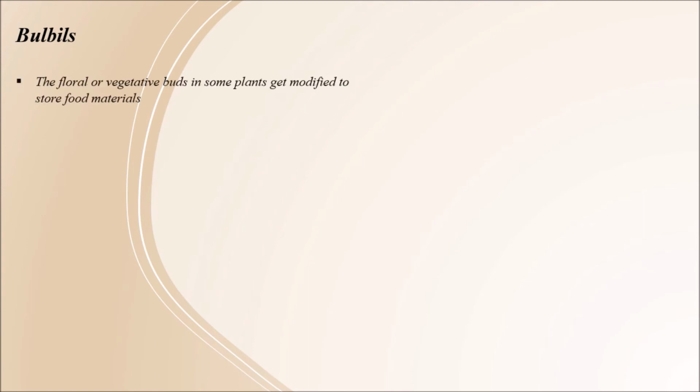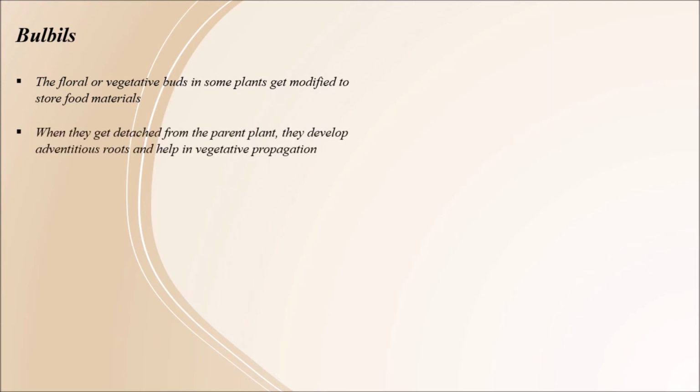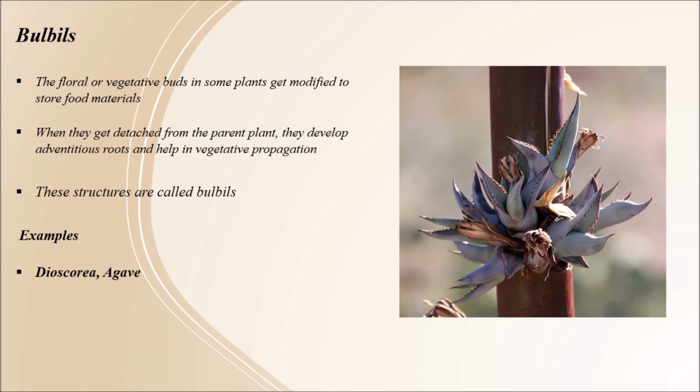Next we have bulbils. What are bulbils? The floral or vegetative buds in some plants get modified to store food materials. When they get detached from the parent plant, they develop adventitious roots and help in vegetative propagation. These bulbils not only store food but also help in vegetative propagation by developing adventitious roots. These structures are called bulbils. Examples: Dioscorea and agave.